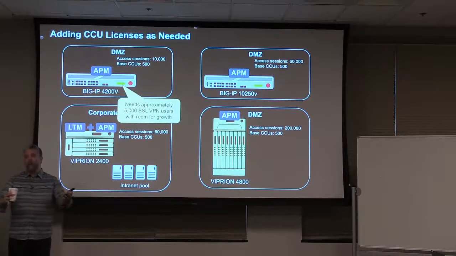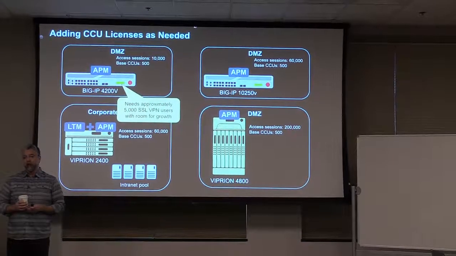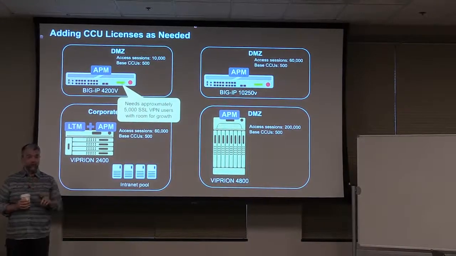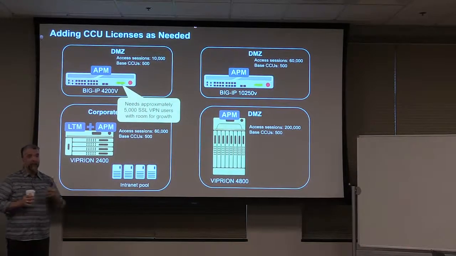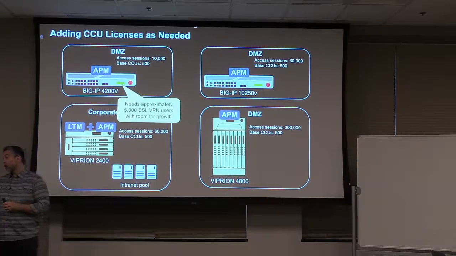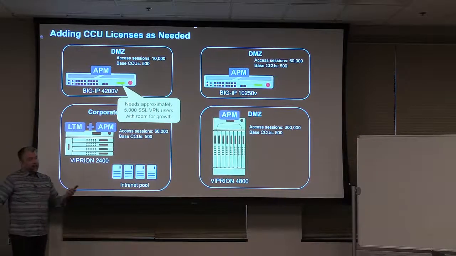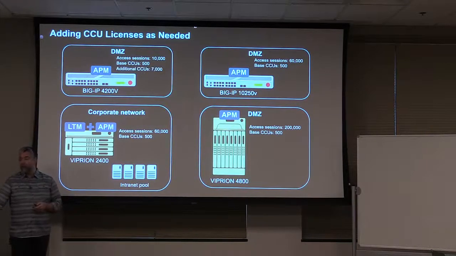So we need to know how many concurrent users, and remember, Bob can have 2 or 3 sessions possibly. So how many concurrent sessions are we expecting? And they're assuming around 5,000 concurrent users, plus they want a little bit of room for growth. So they've decided to purchase an additional 7,000 CCUs. They don't have to buy any access sessions.